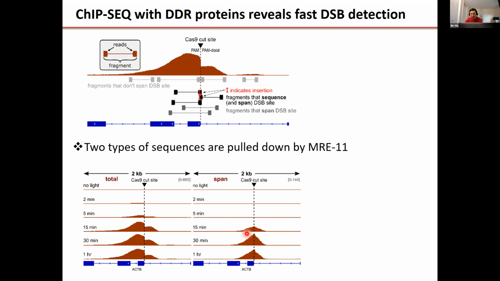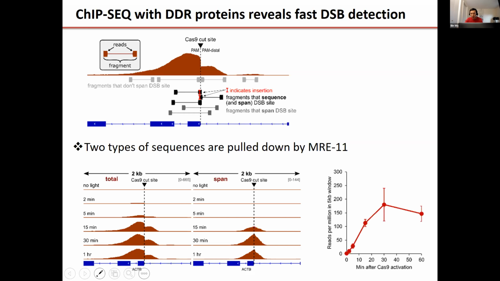The other type actually crosses the cutting site and starts to appear at 15 minutes. We interpret this as DNA that has actually been repaired. So as we can see, this repair can also happen extremely fast. And this is at the beta-actin site.